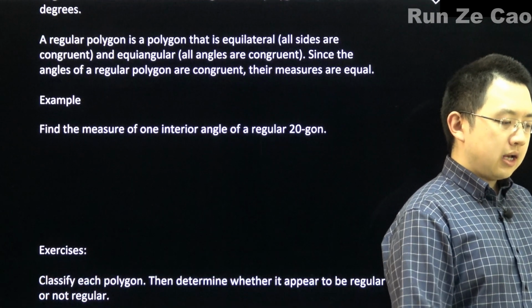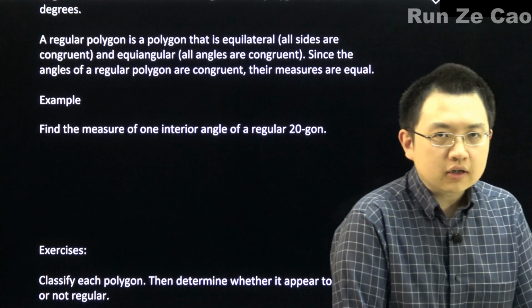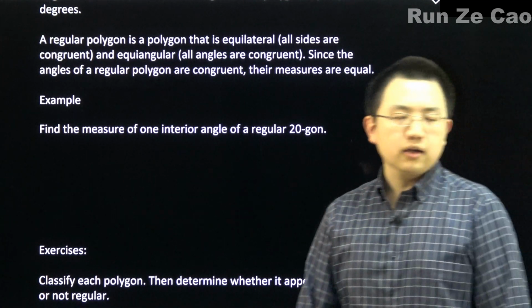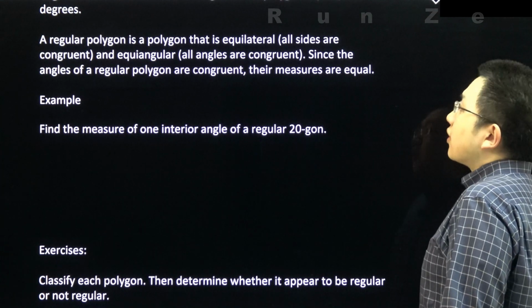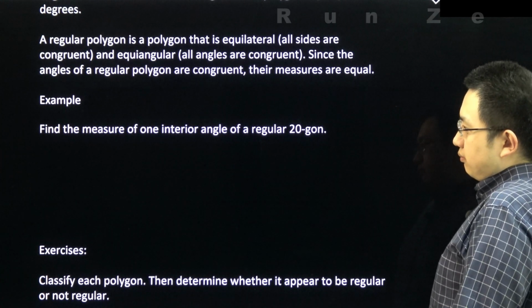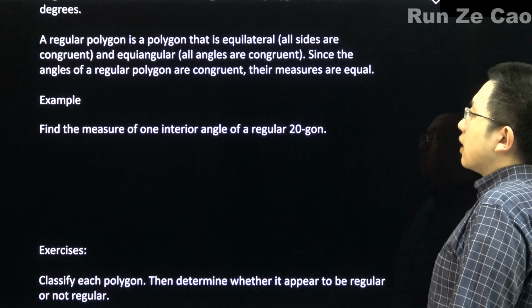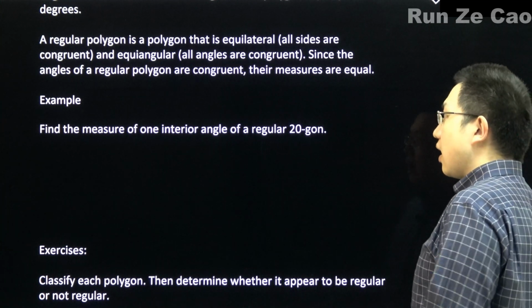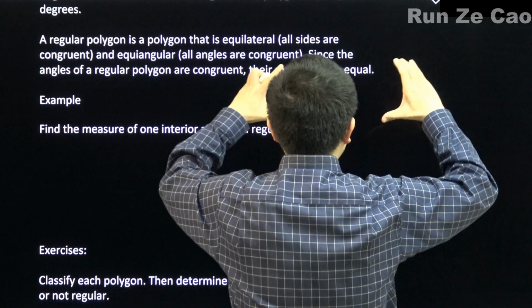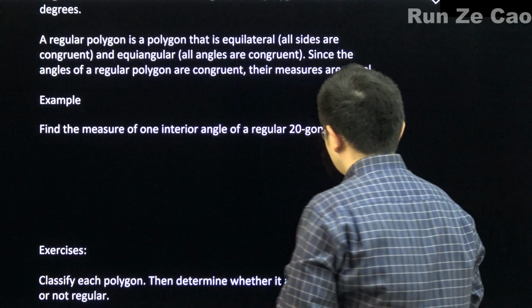A regular polygon is equilateral, all the sides are congruent, and equiangular, all the angles are congruent. Their measures are equal. So, what happens if you have more and more sides? Well, the regular polygon will increasingly resemble a circle.